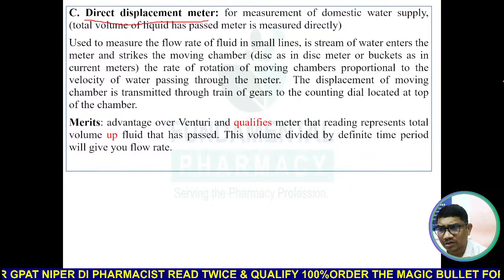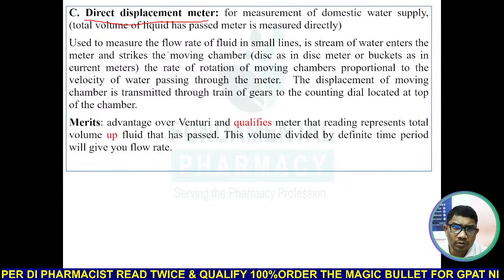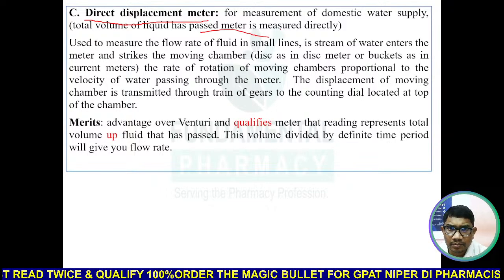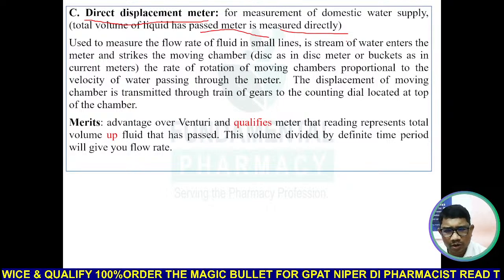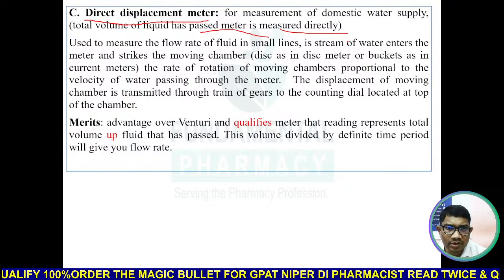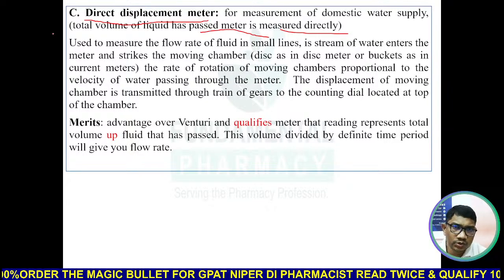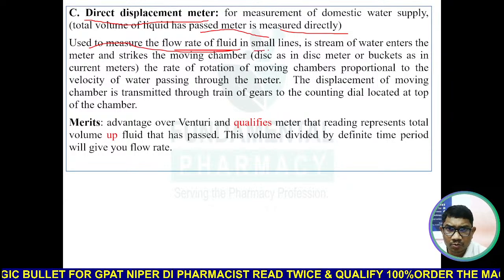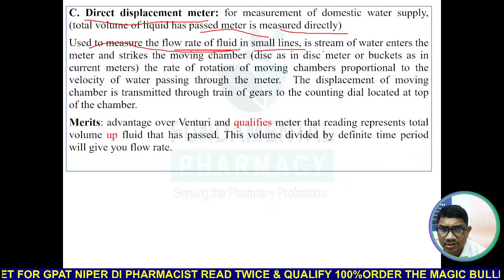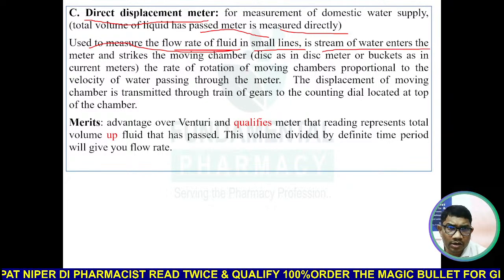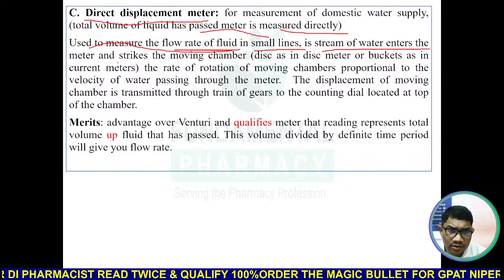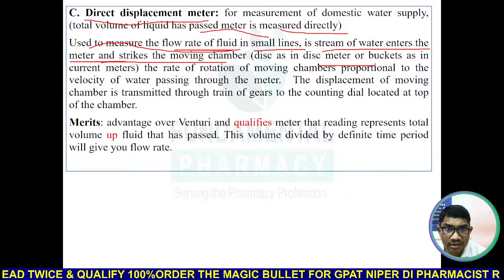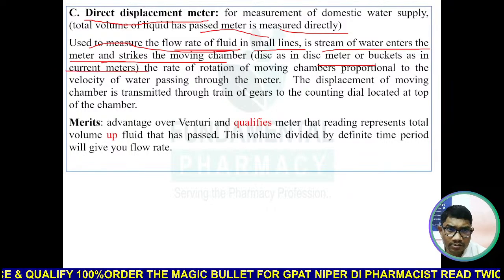For the measurement of domestic water supply, the total volume of liquid that has passed, meter is used, measure directly. मतलब ये मीटर क्या कर रहा है, total volume of water that has passed a meter, that is measured. It is used to measure the flow rate of fluid in small lines, जैसे पाइपलाइन होता है उसमें. A stream of water enters the meter and strikes the moving chamber, a disc as in a disc meter or bucket as in a current meter. दो टाइप होता है इसमें, disc meter, current meter.